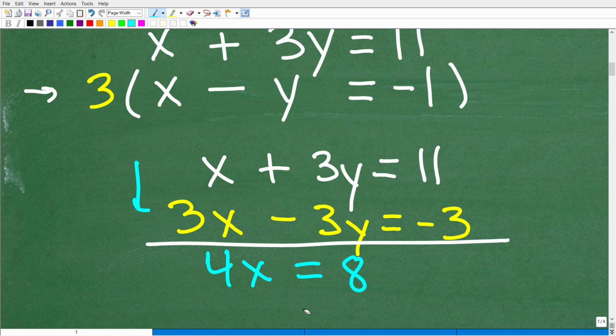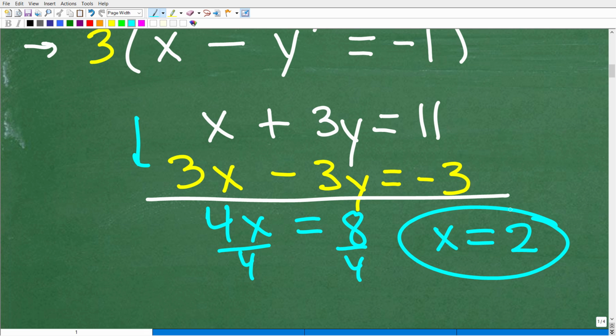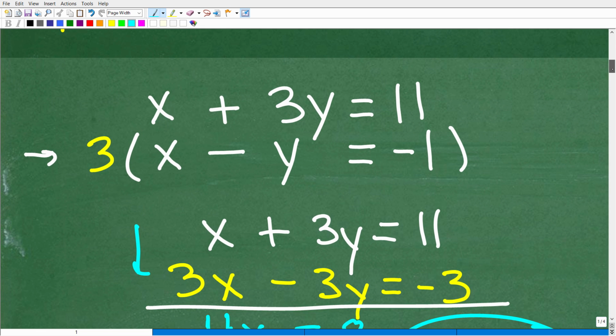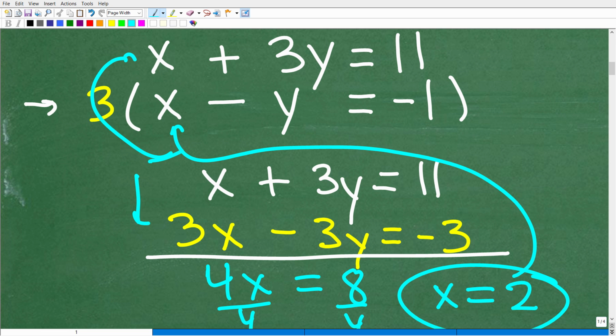Now I can go ahead and solve for x by dividing both sides of the equation by 4, and I get x is equal to 2. All right, so there you go. x is equal to 2. Now, how do I finish this problem? Well, what I need to do is take this x is equal to 2, and I can plug it in right here, or I could plug it in right here for this x and just solve for y. So let's go ahead and take this equation right here.